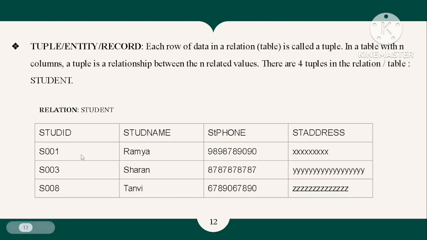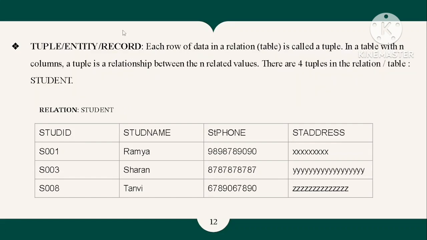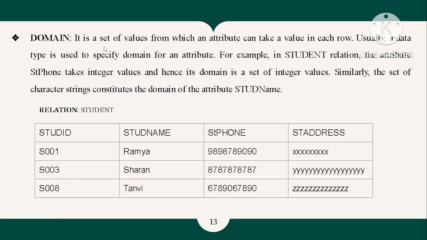What is a tuple? This row, the record of a particular student. This is one tuple. This is one tuple. This is one tuple. How many tuples are there? 3 tuples are there in this relation student, right? So tuple is also called entity or record. How many records are there? 3. How many entities are there? 3. So tuple is also called entity and record.